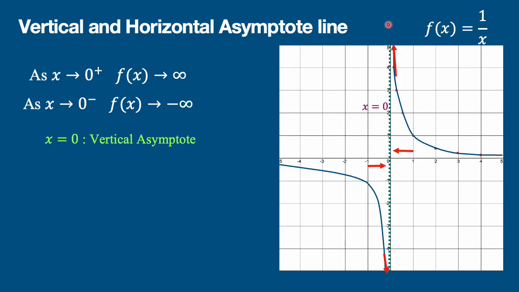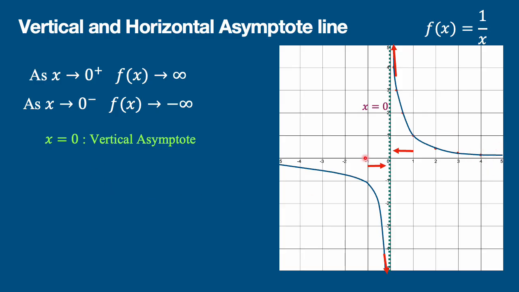Intuitively, the graph is getting close to the vertical line. That's what you understand from the graph. The line x equals 0 is very close to the graph, but the graph never touches it. That's the vertical asymptote line. Guys, make sense? Now, let's go to the other side.